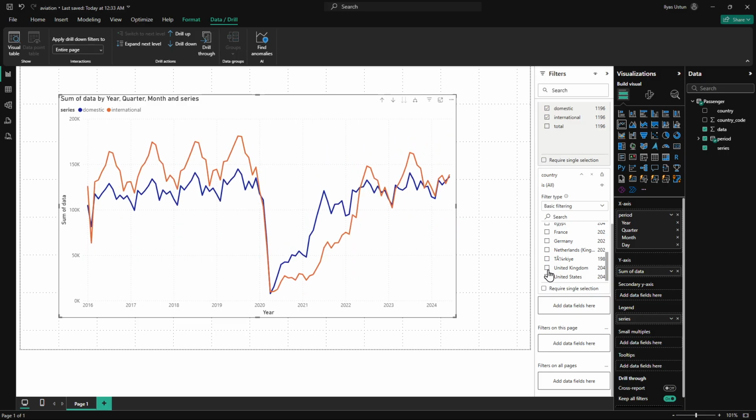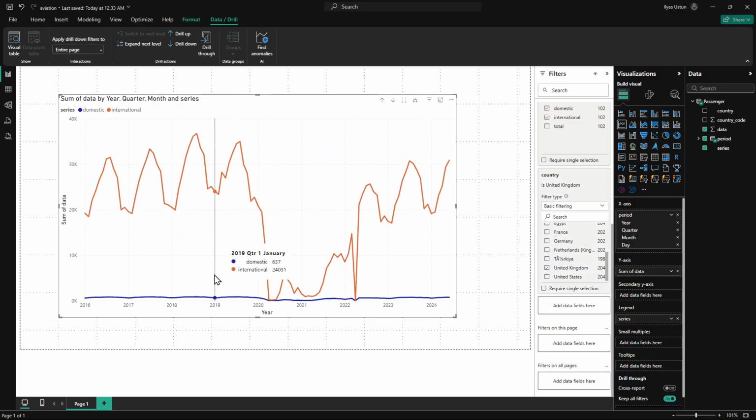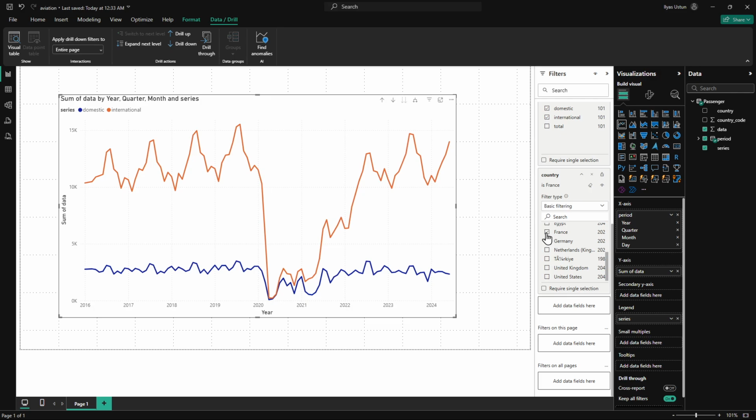Let's take a look at the United Kingdom. Yeah, European countries are small in general, at least compared to United States, let's say. So there are not many domestic flights happening. When there's a flight happening in those countries, it's between the countries, so it's international most of the time. So let's check France.